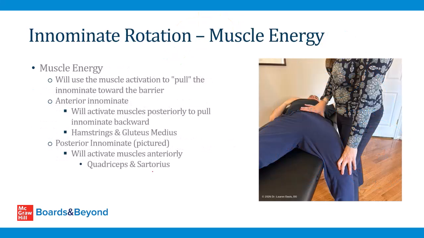So for our innominate rotation, we're going to use the muscle to pull the innominate toward the barrier. So if we have a posteriorly rotated innominate and we are trying to move this anteriorly, we're going to take advantage of the quad activation to pull this down. If we are trying to rotate posteriorly, what we will need to do is take advantage of the hamstrings and the gluteus to pull that posteriorly, right? We treat an anterior innominate, it's stuck in that anterior rotation. We want it to move posteriorly. We activate the posterior compartment of the thigh.